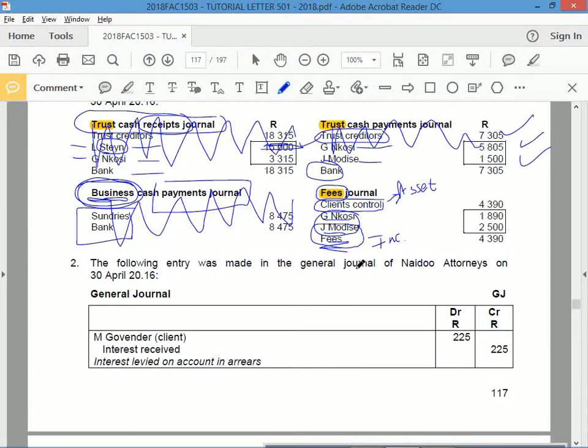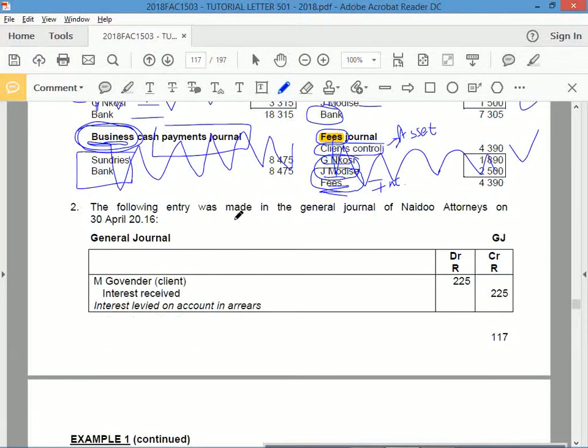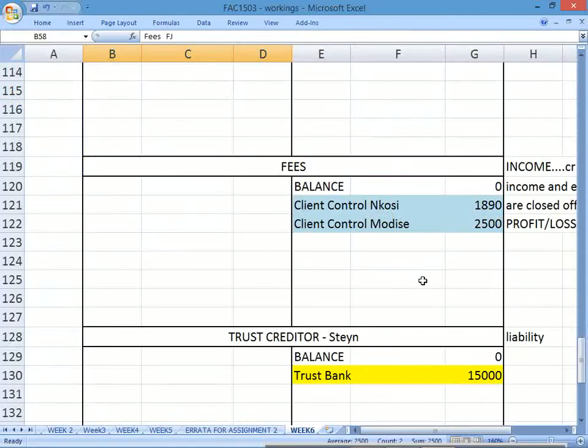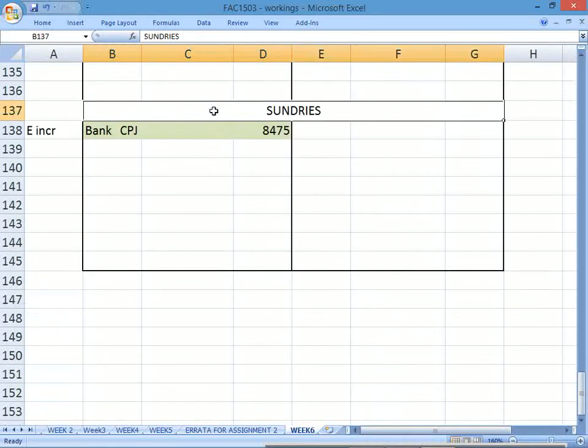Right, let's carry on. Tick that, cross that off. Next. The following entry was made in the general journal. General journal. Interest received. Okay, so interest was levied on the account that was in arrears. So Govender was owing you, and you've obviously charged them interest. Interest received, we don't have an account for it. We can create one.